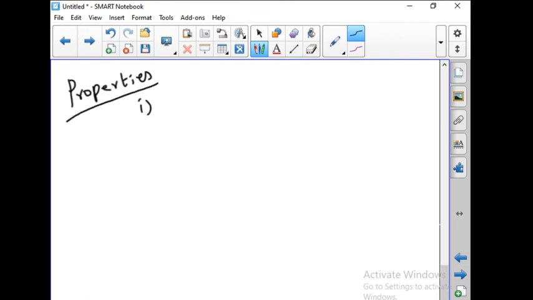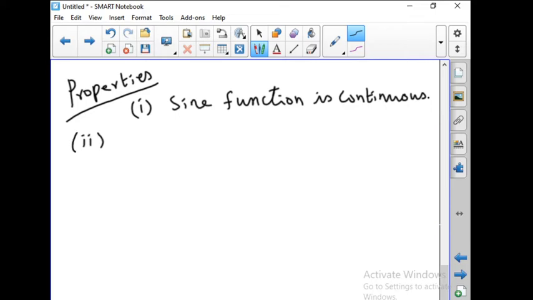First one. So we saw the curve now. There is no break or discontinuity. So the sine function is continuous. Sine function, this is the spelling, this is the full word actually. In short we write it as sin. So the sine function is continuous. Then the second one, it is odd.